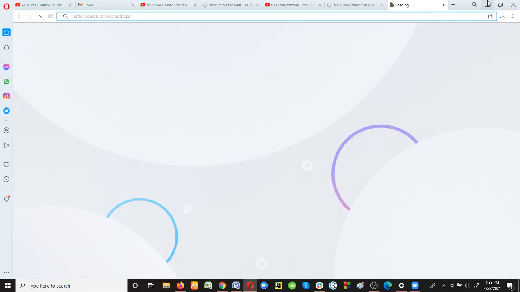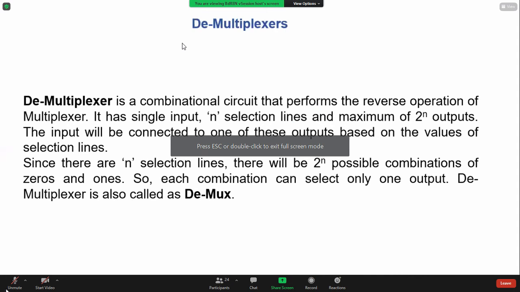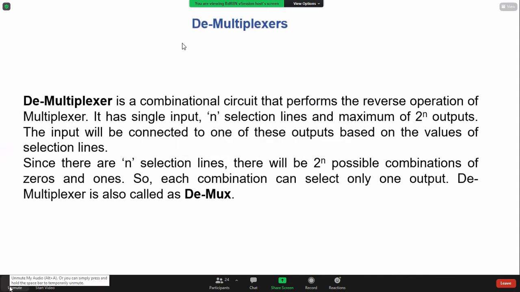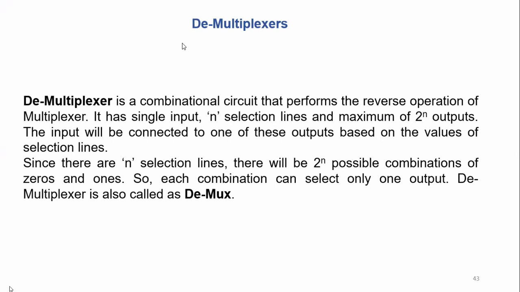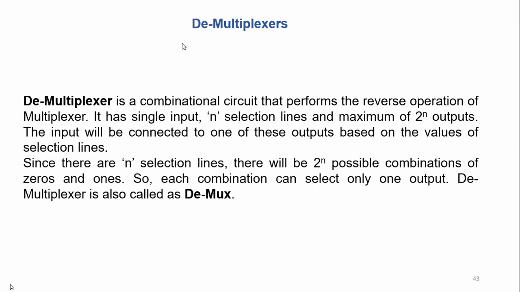Ma'am, through multiplexer, we can transmit a large number of signals through a single medium. That means there will be many inputs, but the output will be single. Yes, so this is multiplexer. The work of demultiplexer is totally opposite of this multiplexer.